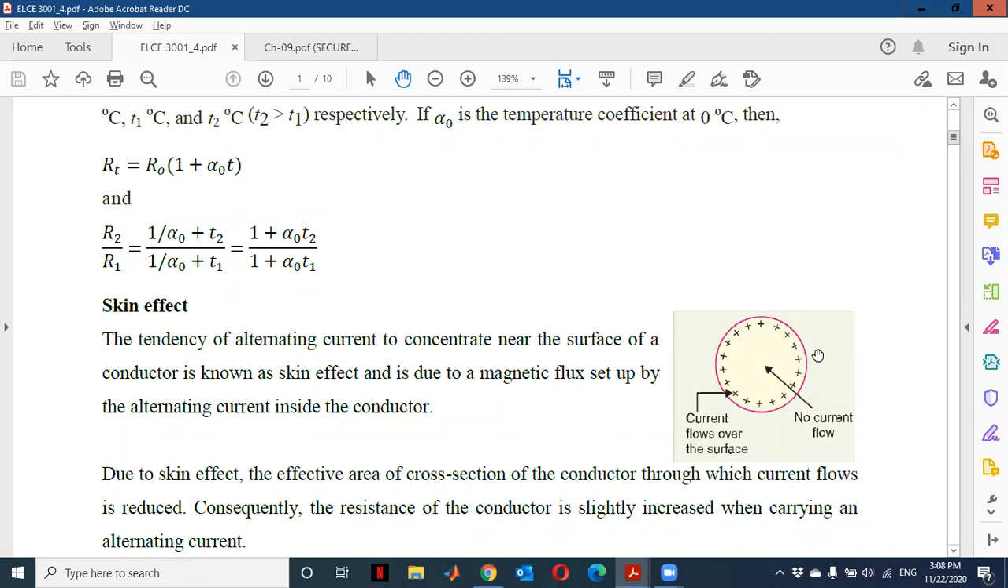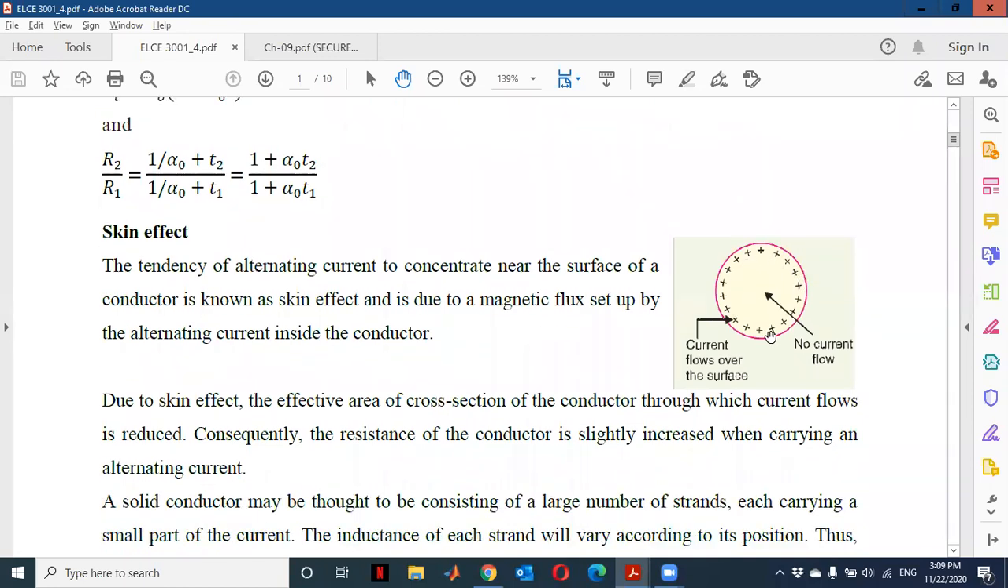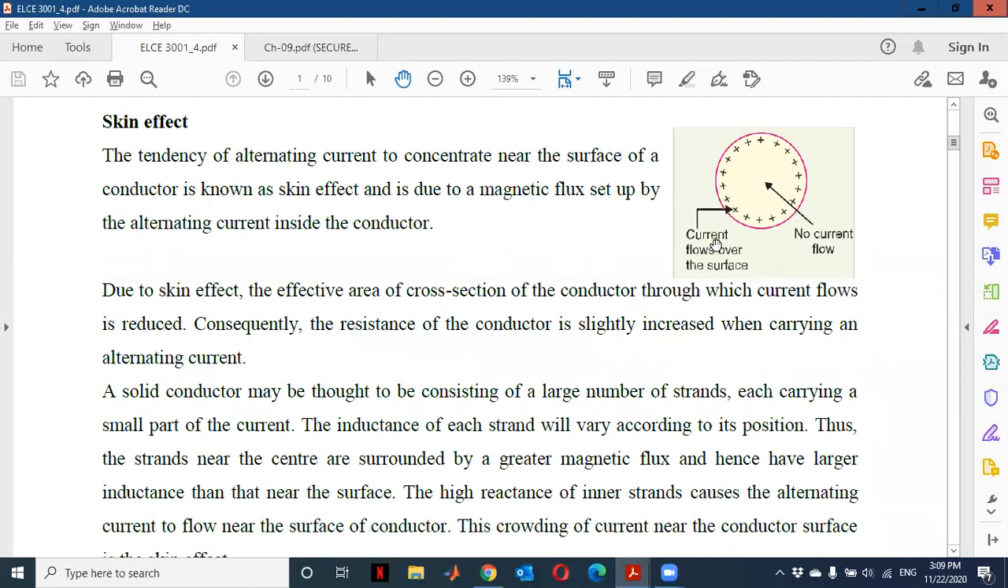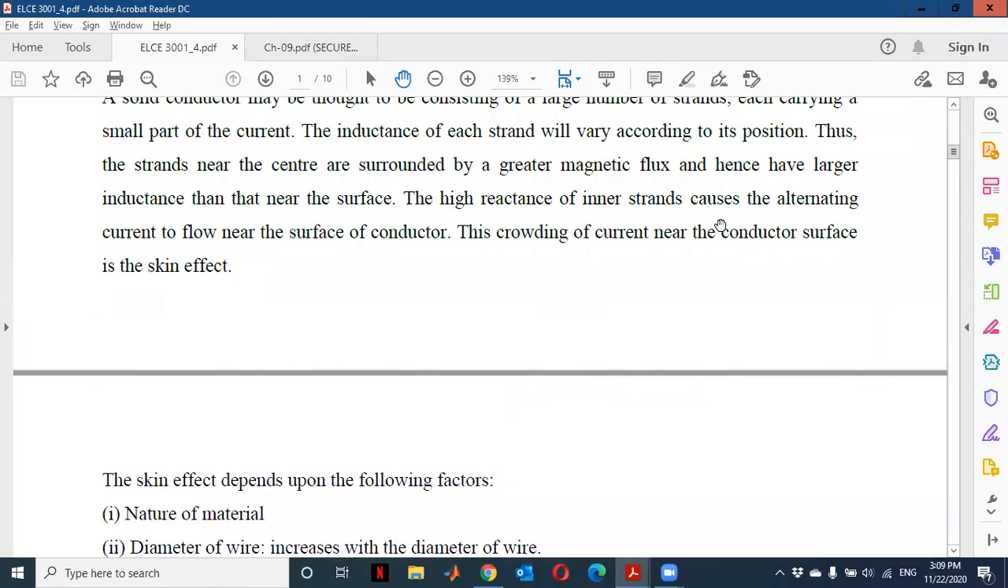Because of the skin effect, the cross-section area of the conductor is reduced, because in this side, as you can see, where we have pluses, the current is not flowing. So the cross-section area of the conductor material is reduced. What are the reasons that we have skin effect? So you have to know the definition, and you have to know the points that affect the skin effect.